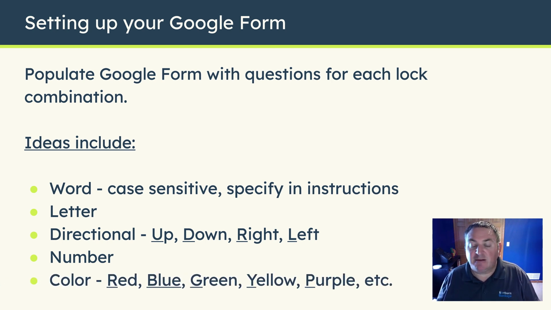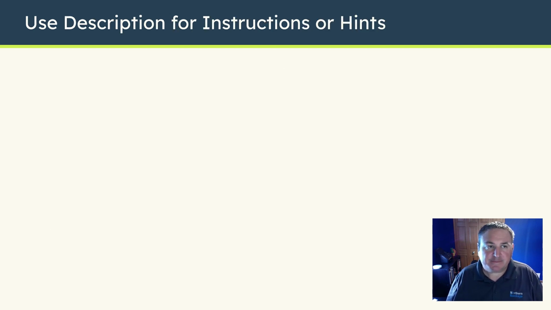Finally, we can do a color lock. Things like red, blue, green, yellow, purple. Use the first letter of the color to represent that color. And so we can use this as well. And this is great for younger kids as well. But basically 5 different kinds of locks that you can set up.